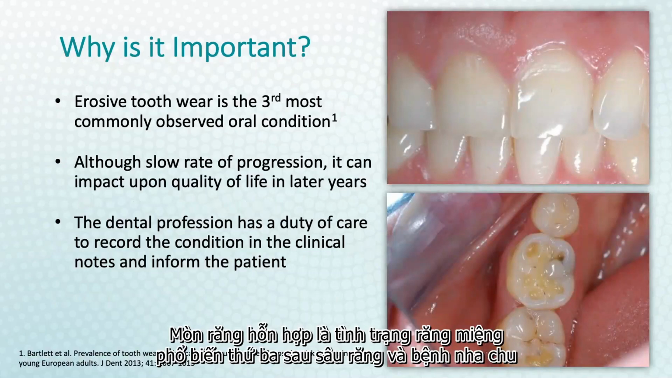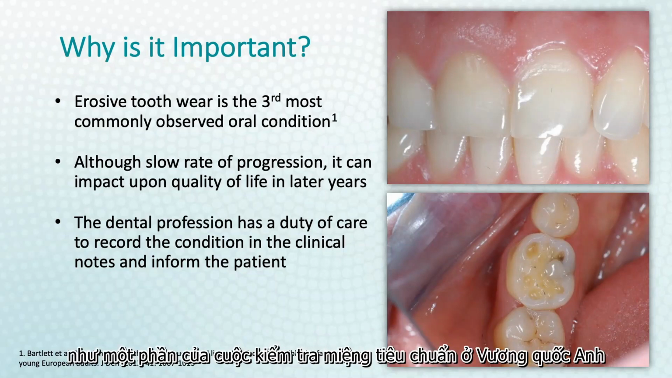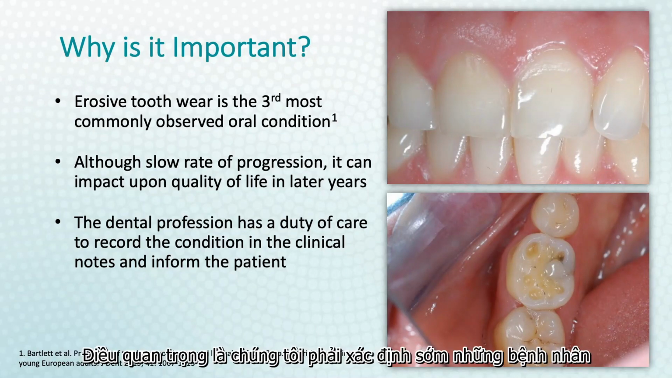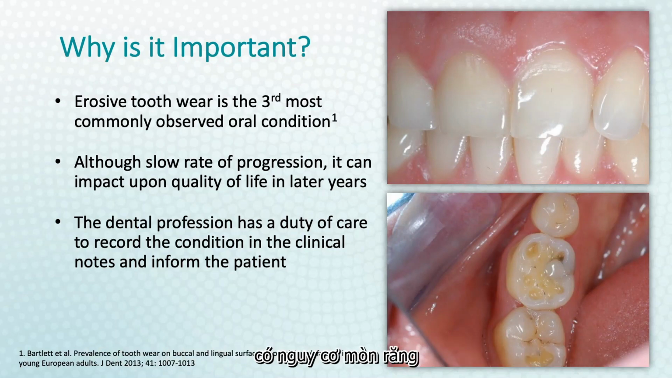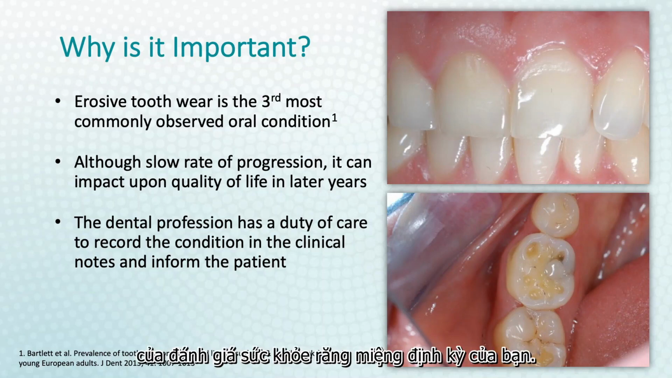Erosive toothwear is the third most commonly observed oral condition after caries and periodontal disease. However, it is not a condition that is routinely screened or monitored as part of a standard oral examination within the UK or for that matter globally. It is important that we identify patients at risk of developing erosive toothwear early before damage occurs to the dentition, and like the BPE, the BEWE should be part of your routine oral health assessment.